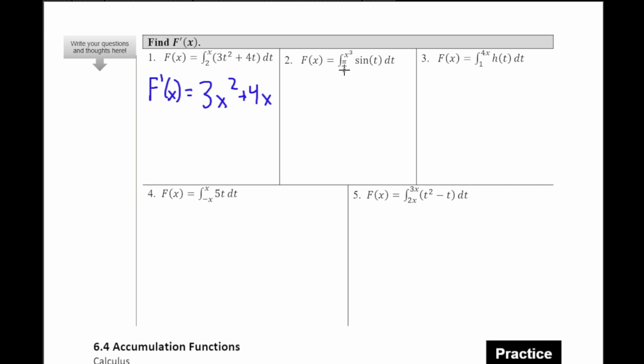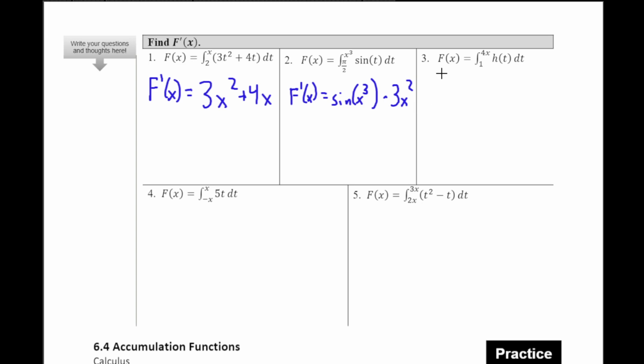So question 2. Capital F of x is equal to the integral from pi over 2 to x cubed. So pi over 2 is a constant, but instead of an x, we have an x cubed, so we know we have to use the chain rule. So you can plug in the x cubed into t here, like normal, sine of x cubed, but then you have to multiply by the derivative of x cubed, which is 3x squared.